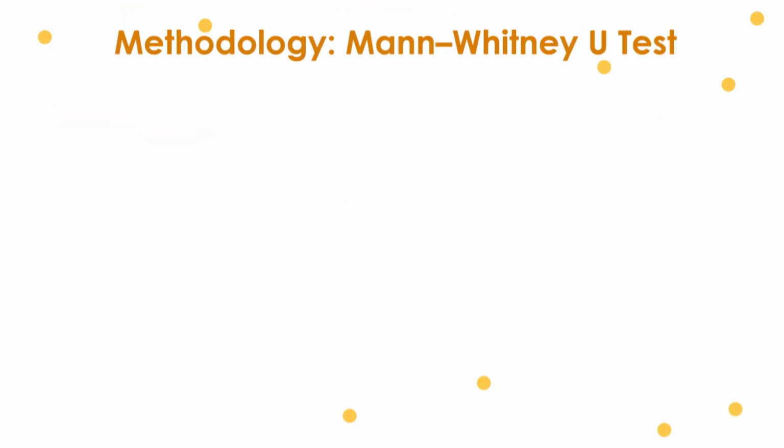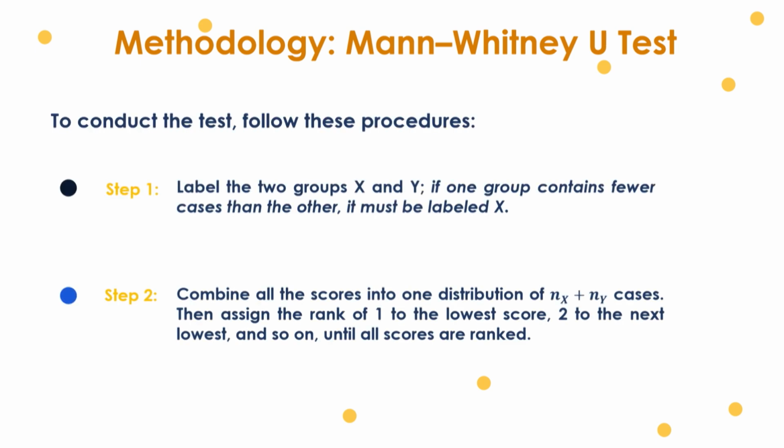Now, we will discuss the steps involved in the Mann-Whitney U test, that is, the methodology. To conduct the test, follow these procedures. Step 1: label the two independent groups, let us say x and y. If one group contains fewer cases than the other, it must be labeled as x. For example, if x has fewer values than y, then we label it as x. Step 2: combine all the scores into one distribution of nx plus ny cases, then assign the rank of 1 to the lowest score, 2 to the next lowest, and so on until you have ranked all the observations.